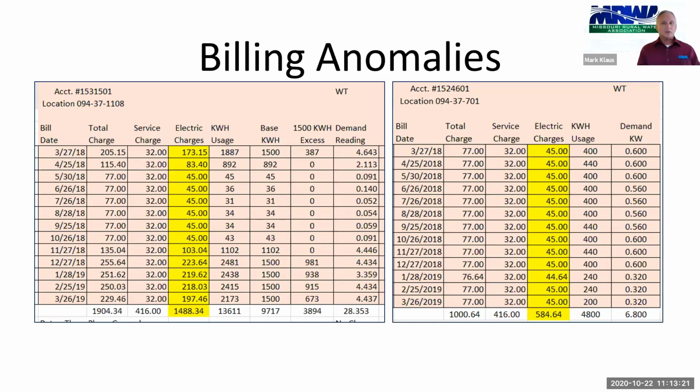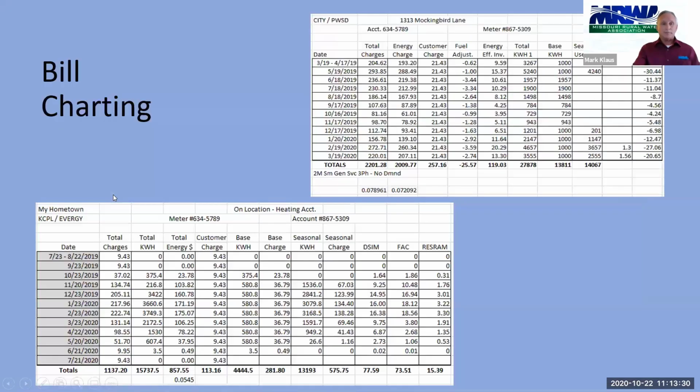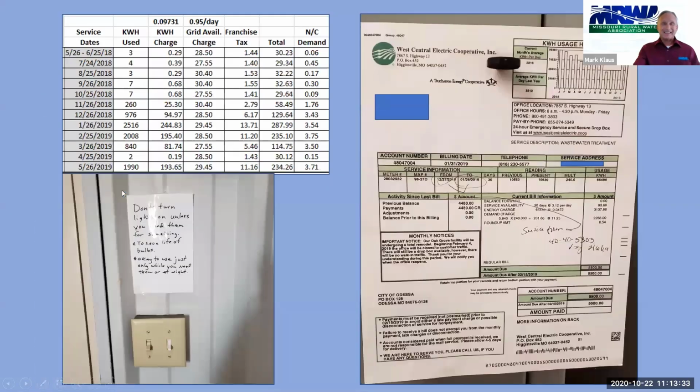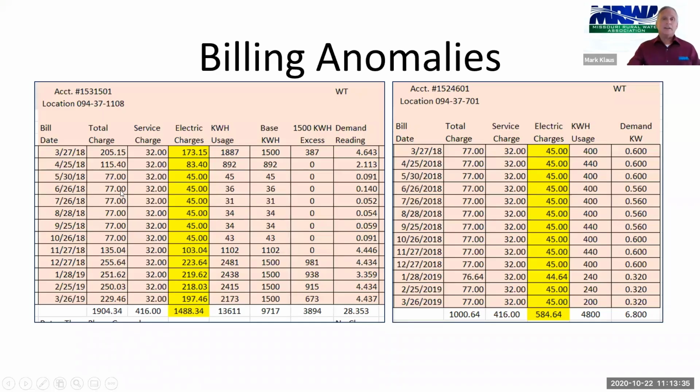These two locations are from the same community, same electric company. The amazing thing is, if you look over there in the charting part, you're going to see that consistently it's $77 a month. $32 for service charge. Electrical charge is $45 exactly, but the kilowatt usage is different. There's something not quite kosher there.